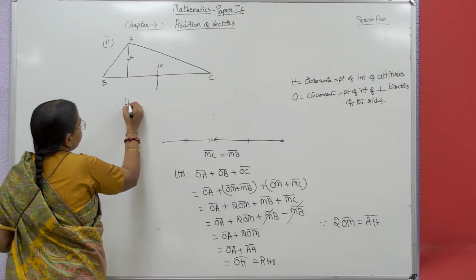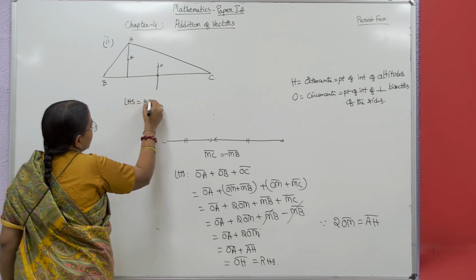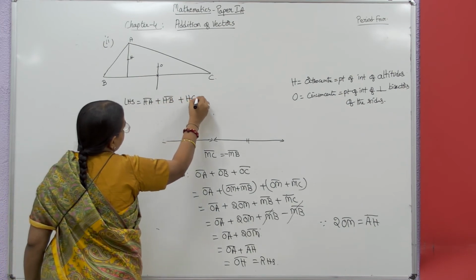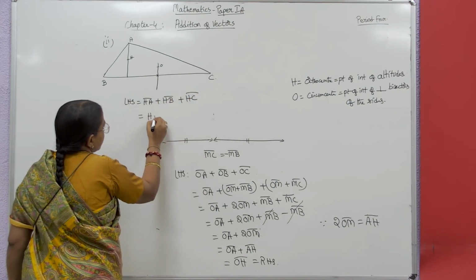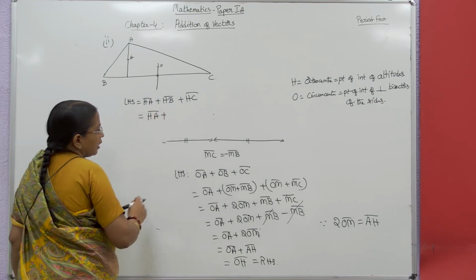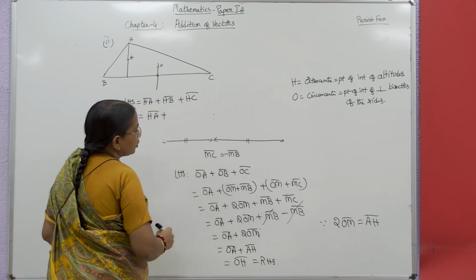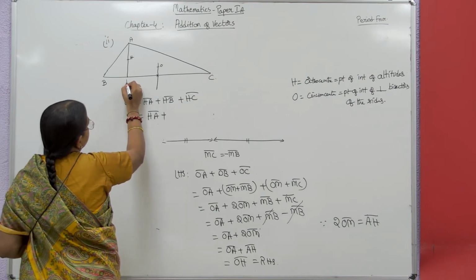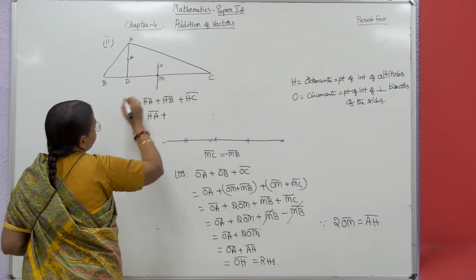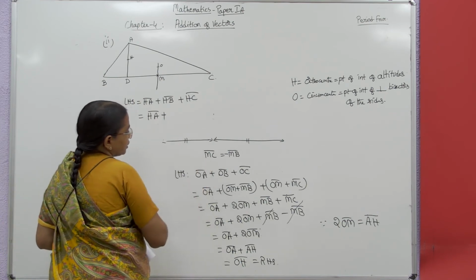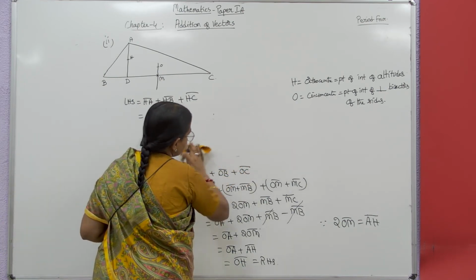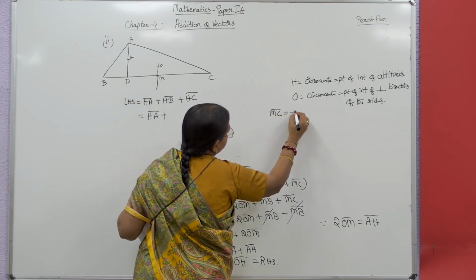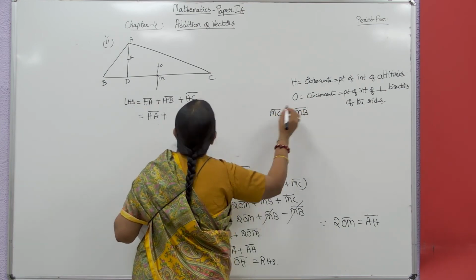We'll take the left hand side as HA plus HB plus HC. So HA plus, again we need this, MC is equal to minus MB. So we'll take this as D and this as M. So we need this condition again, MC is equal to minus MB.